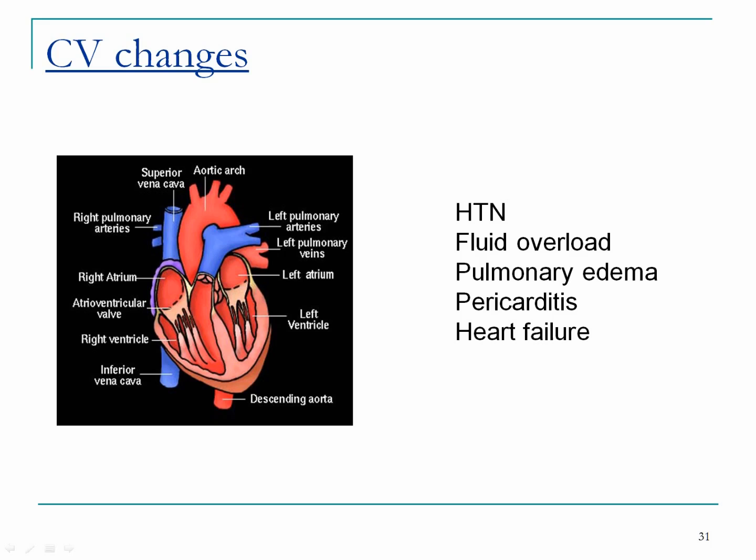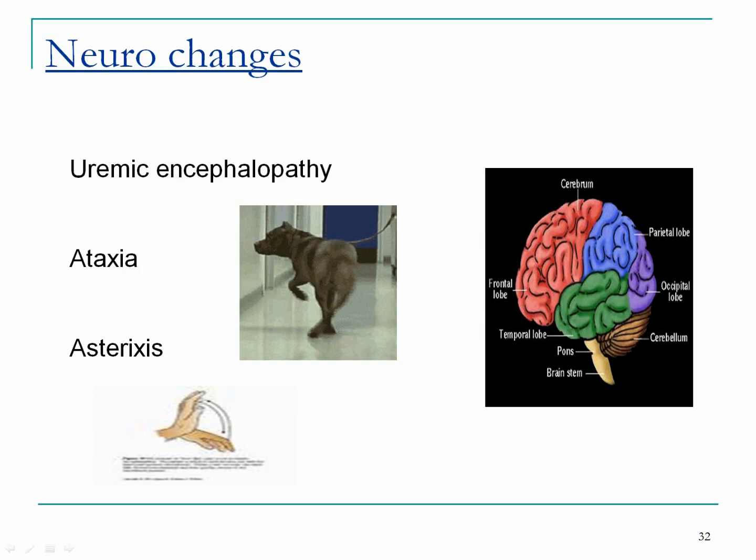Pericarditis, inflammation of the pericardial sac, occurs due to circulating toxins that irritate the tissue. Heart failure and pulmonary edema occur because of excess fluid being retained and not secreted by the kidneys.